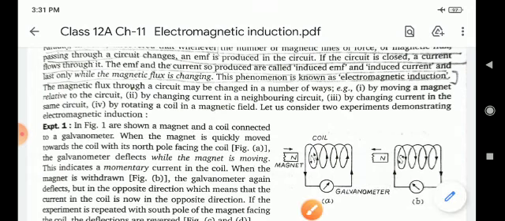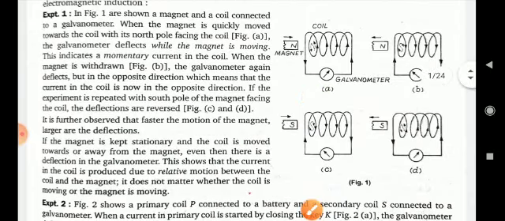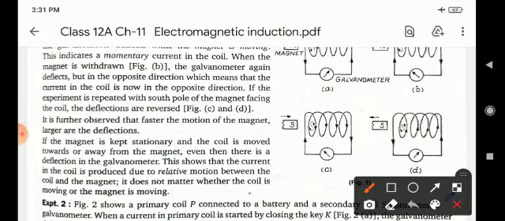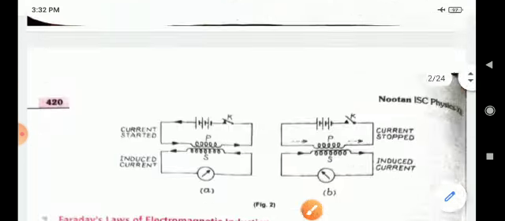Okay children? Similarly, if the south pole moves towards the coil, then it behaves as a south pole, and if the south pole moves away from the coil, then it behaves as a north pole, right? This is due to Lenz's law.